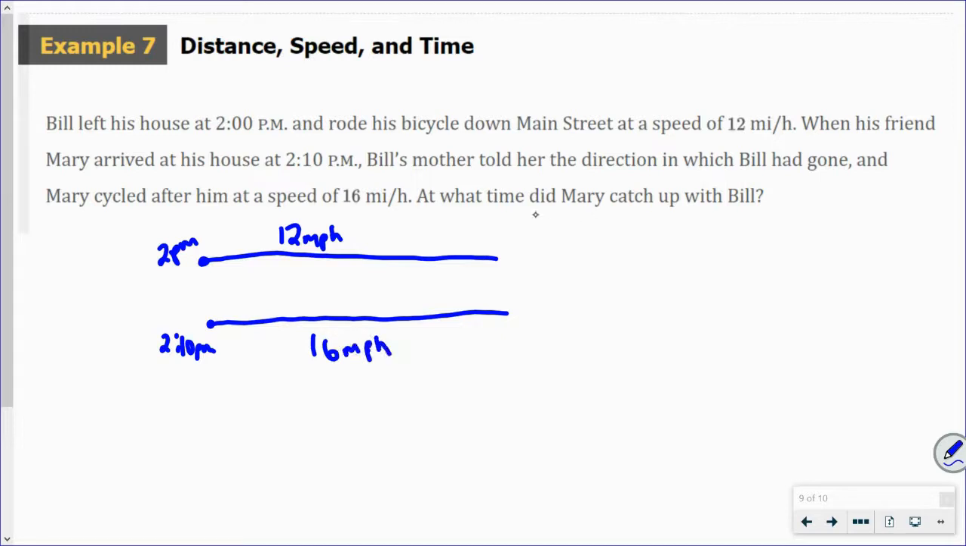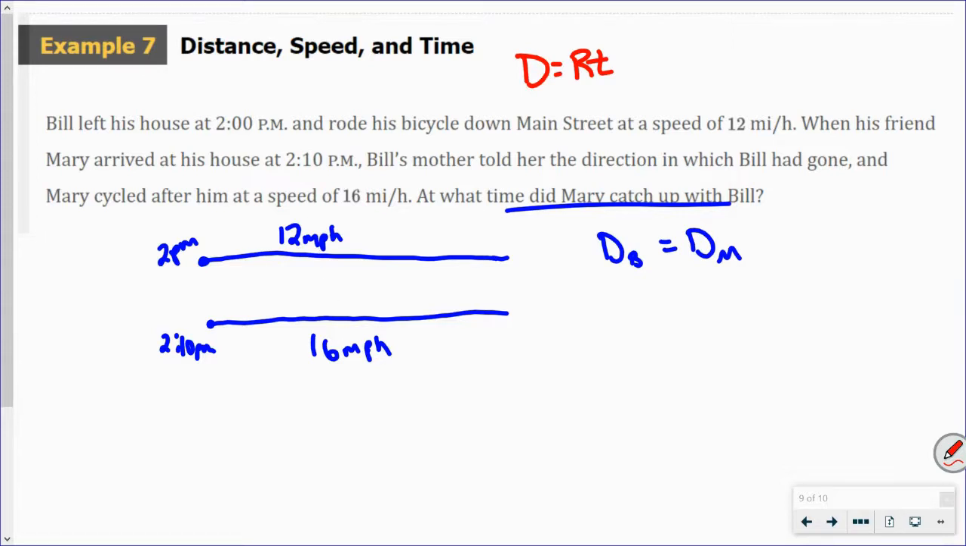And it says, what time did she catch up? So we know that they caught up. Like, we know Mary caught up to him. So we know that the distances are the same. So the distance of Bill is the same as the distance of Mary. And at the beginning, we said that distance equals rate times time. Okay, I have the rates of each, but now I need the time.